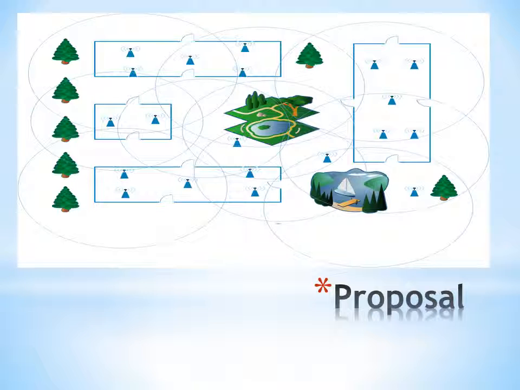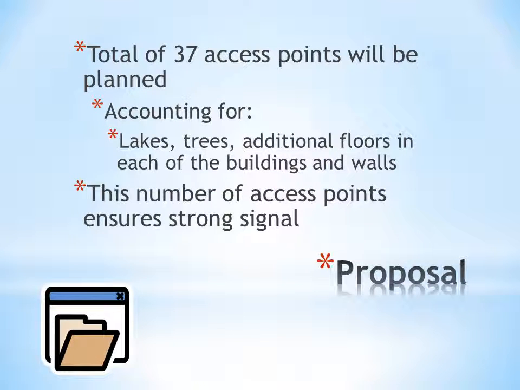We need to think about how this particular campus, in the way that it is composed, will ultimately affect our wireless signal. So, based on my review of the diagram, I believe we will need a total of 37 access points. And this will be accounting for lakes, trees, additional floors in each of the buildings and walls.